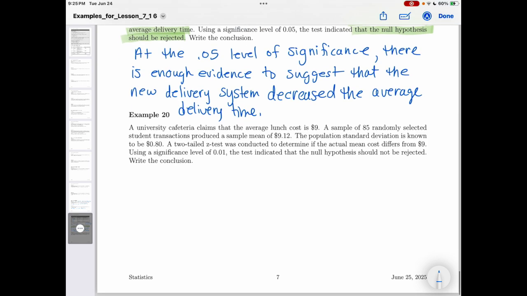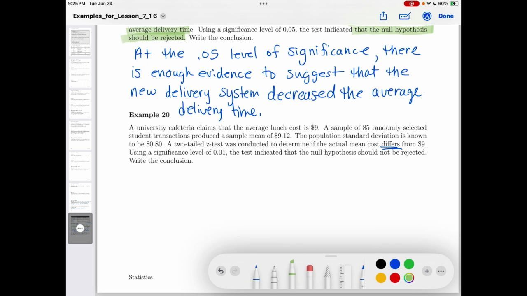All right, let's look at example 20. A university cafeteria claims that the average lunch costs $9. A sample of 85 randomly selected student transactions produced a sample mean of $9.12. The population standard deviation is known to be 0.80. A two-tailed z-test was conducted to determine if the actual mean cost differs from $9. So here is what we're testing. This is the alternative hypothesis.